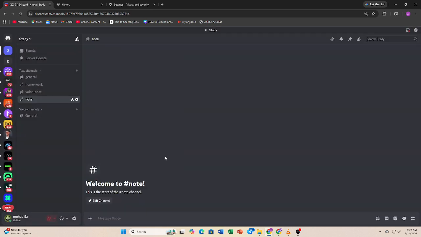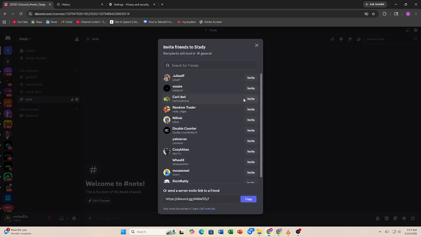Next, host Pomodoro study sessions, group revision hours, or Q&A sessions. This improves productivity and accountability. Use bots for reminders, timers, leveling, and study tracking. Automation helps students stay consistent.